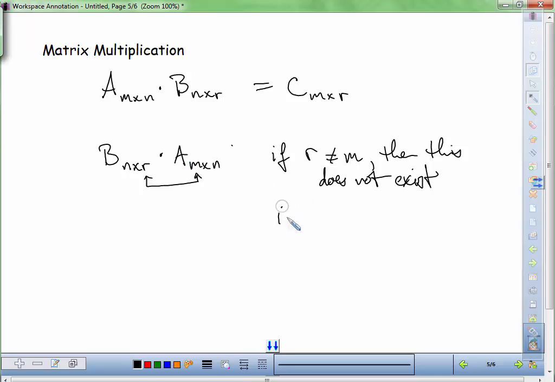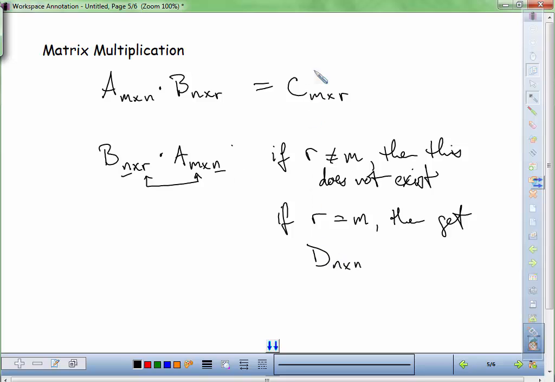If they were equal, then you are going to get another matrix. Instead of C, let's call it D. What's the size of the matrix you're going to get? N by what? N by N. It has to be an N by N matrix, right? It's these two numbers.